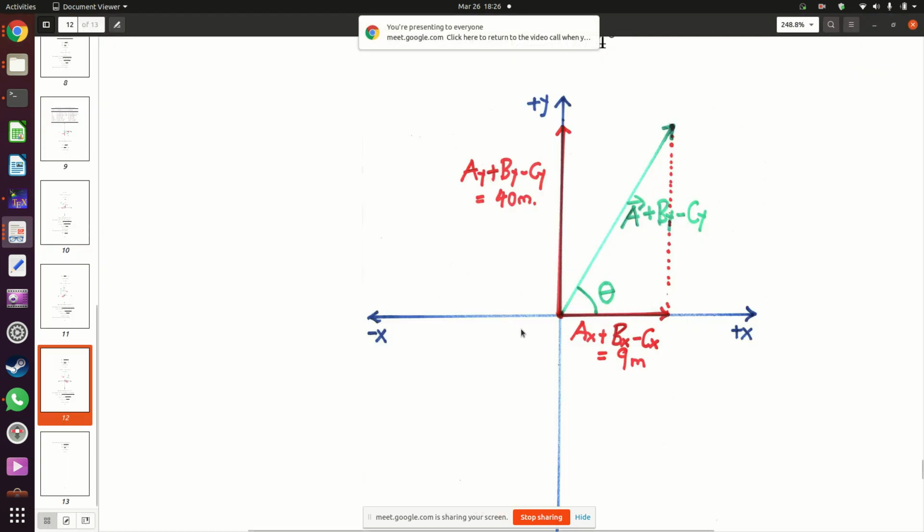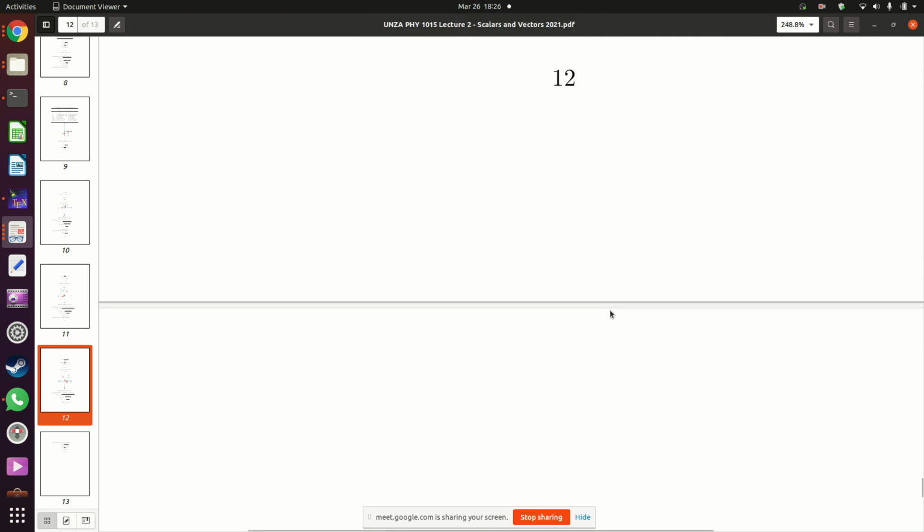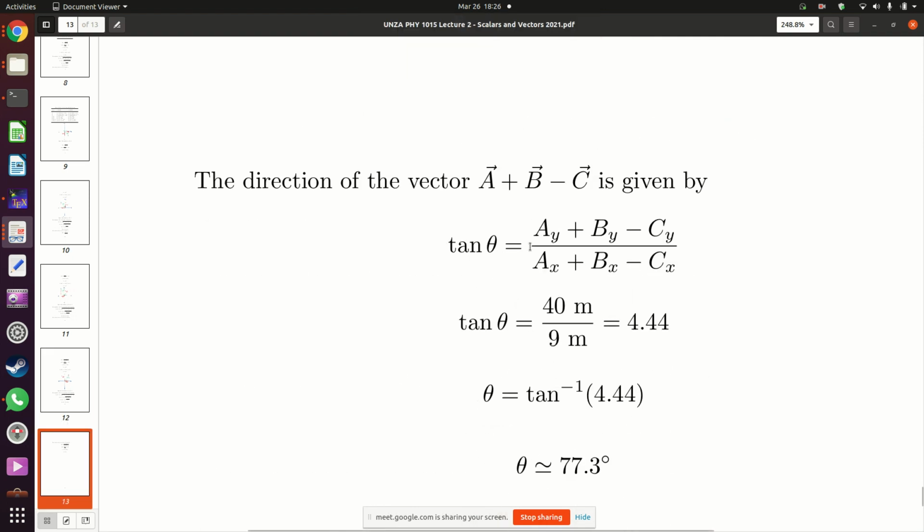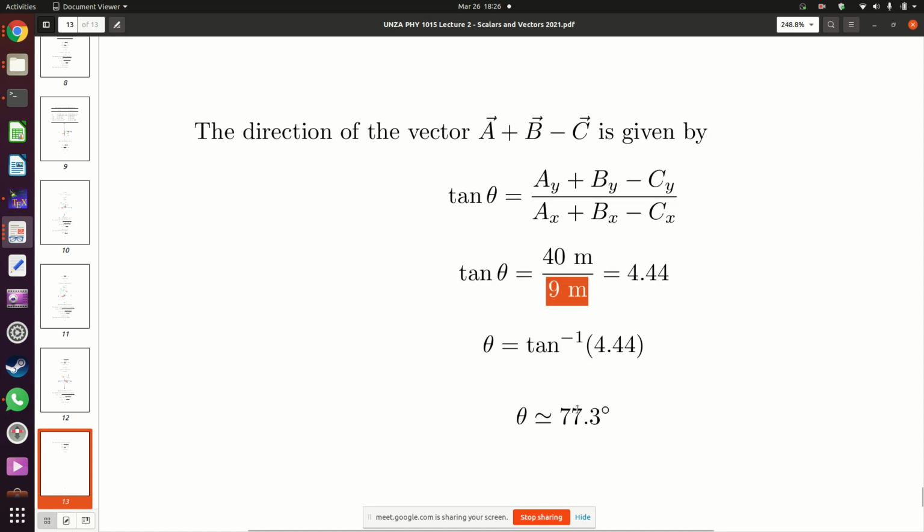Okay, I'm not getting a response. So I'll proceed to work out the angle of the triangle. I'll just work out tan theta. So tan theta is going to be equal to AY plus BY minus CY divided by AX plus BX minus CX. So AY plus BY minus CY is 40 meters divided by AX plus BX minus CX, which is 9 meters, and this gives you 4.4. Then theta is going to be tan inverse of 4.4, and that's going to give you theta of 77.3 degrees. So the angle which the vector makes with the positive x-axis is 77.3 degrees.